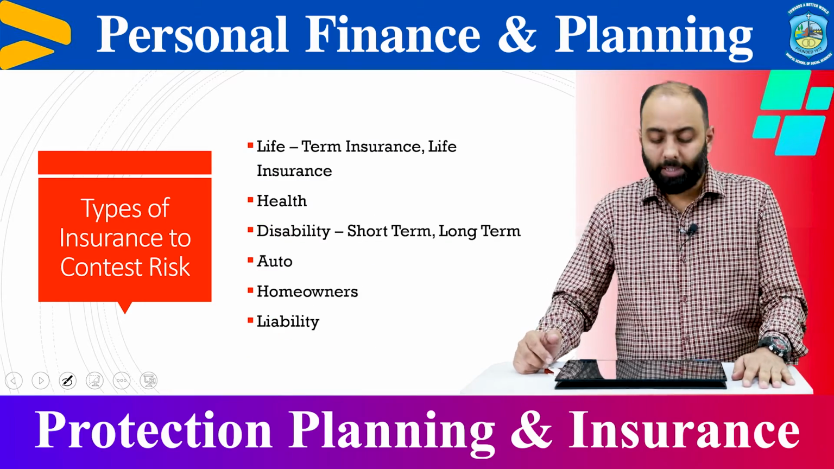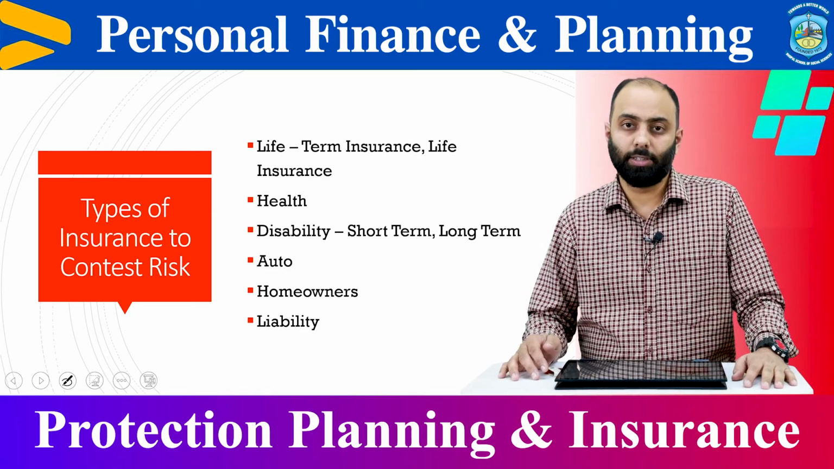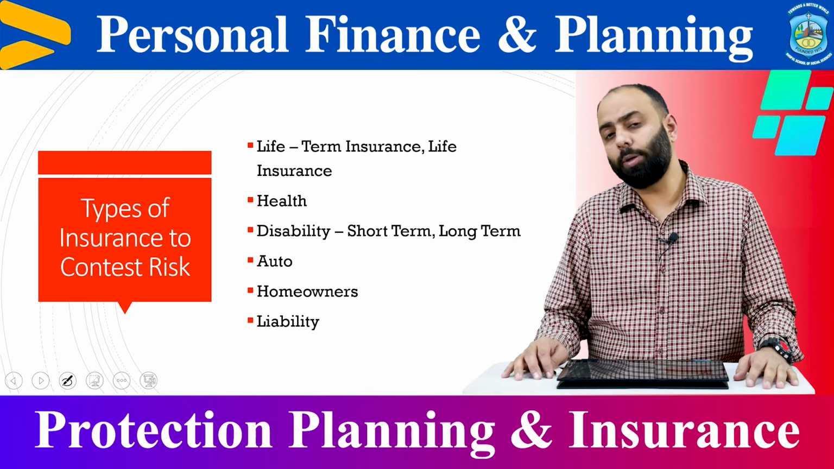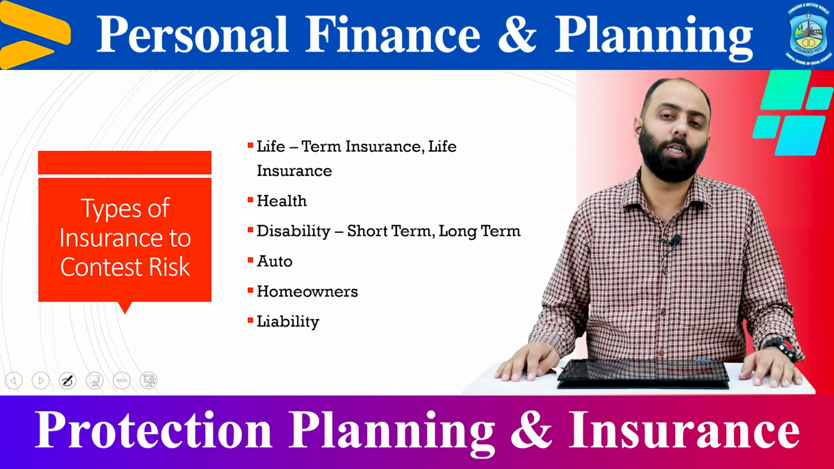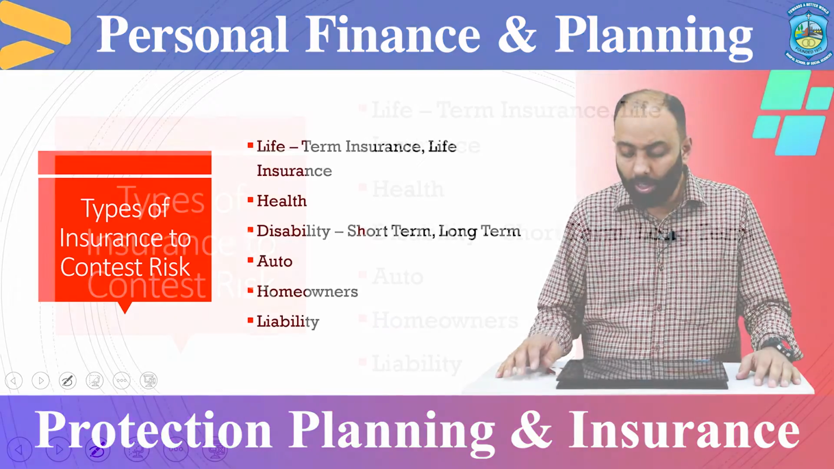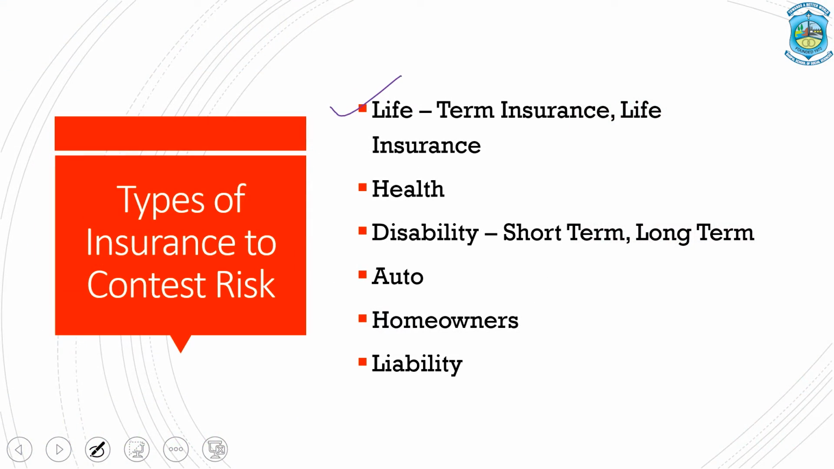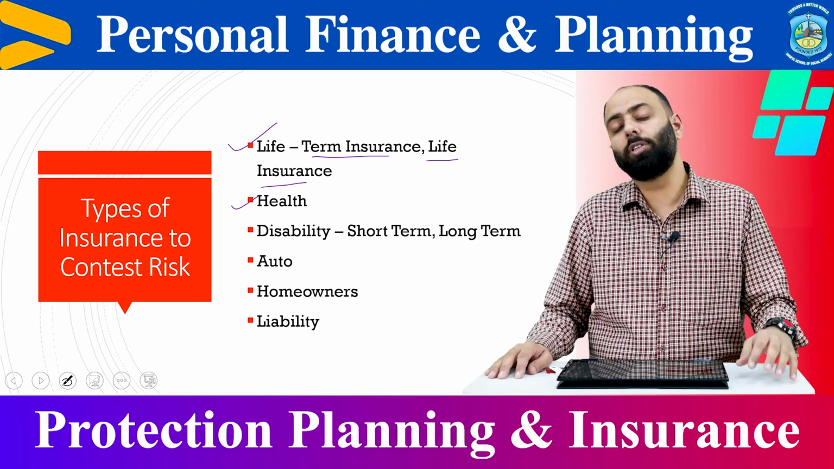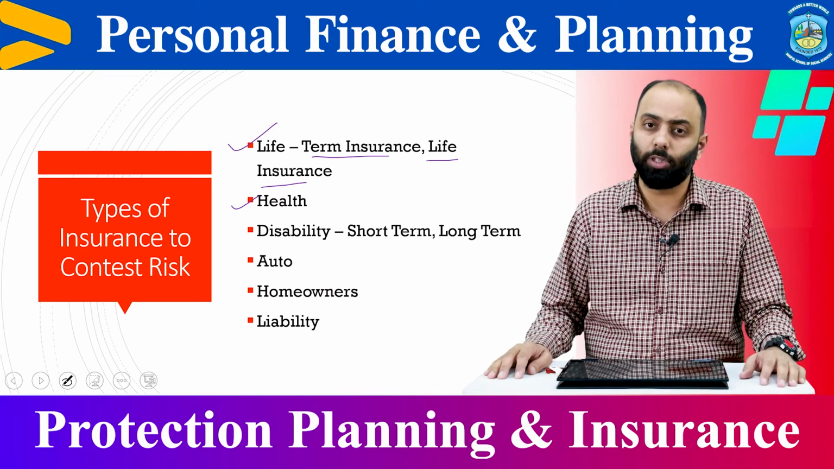Let's quickly talk about the types of insurance to contest the risk. A person needs to have different types of insurance against various types of risk. So the very first risk which a person may face is the risk to life, and for that you are going to have life insurance, and in this you can go for term life insurance, endowment policies, or other types of life insurance schemes. Then health insurance is also one of the most important and popular, which is also gaining popularity due to the tax benefits that an individual is going to get with the help of these insurance policies.